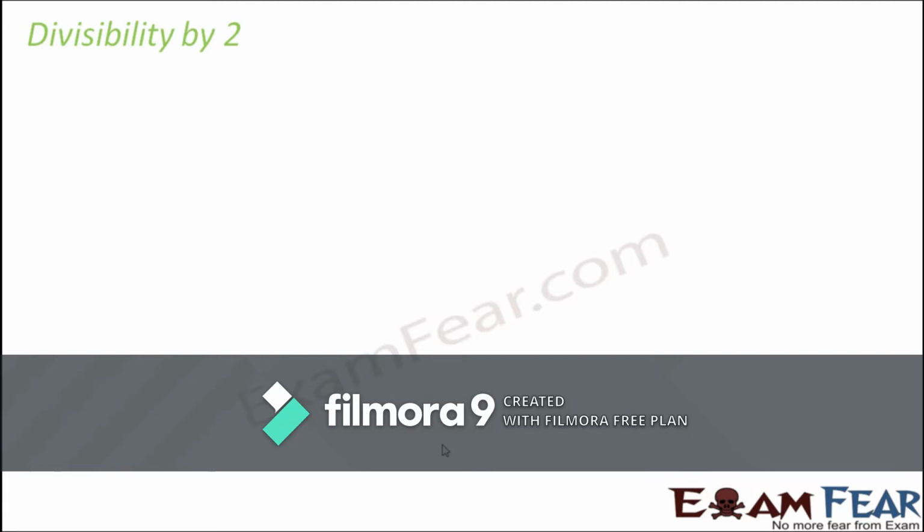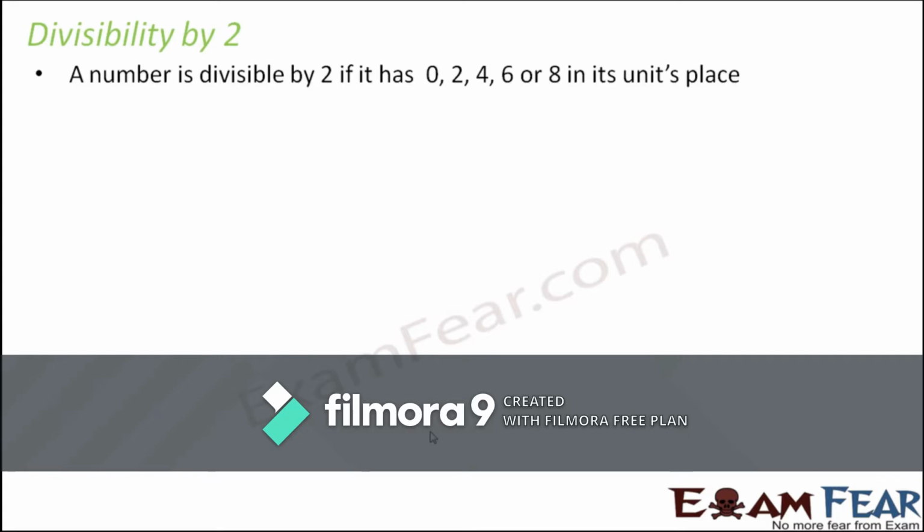So how do we determine if a number will be divisible by 2 or not? Now a number is divisible by 2 if it has 0, 2, 4, 6 or 8 in its units place. It doesn't matter how big the number is, whether it is a 3-digit number, 4-digit number, 10-digit number or 20-digit number. You only need to focus on the units place, the digit that is present in the units place.